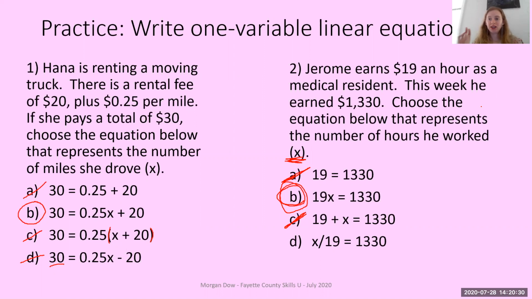Right, I was saying that the division in choice D, so division could be used to figure out the number of hours that he worked, but that's not what you're being asked to do. In this situation, you are being asked to choose an equation that accurately represents the situation. And taking the number of hours he worked divided by $19 is not going to give you his total earnings. So choice D also isn't quite right.